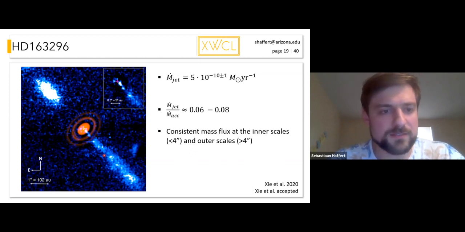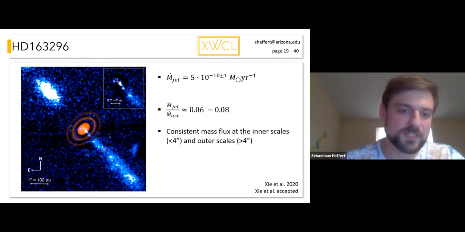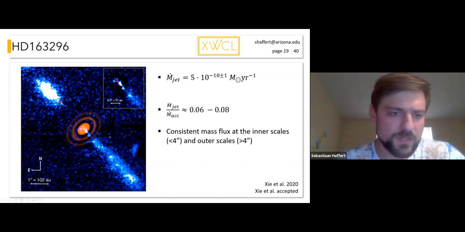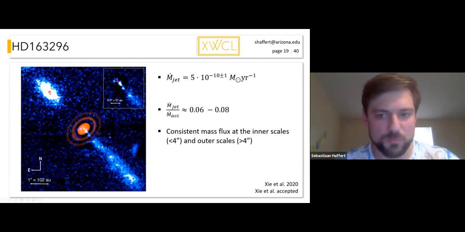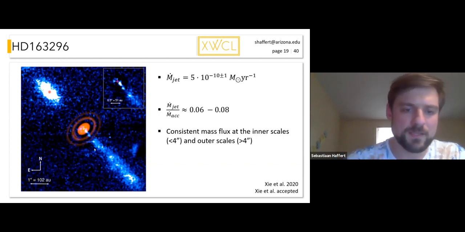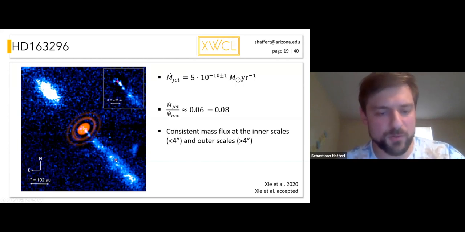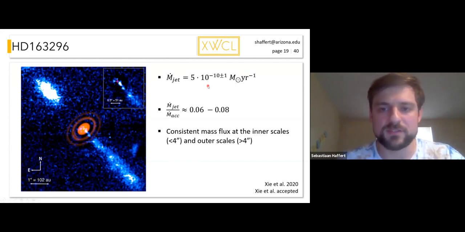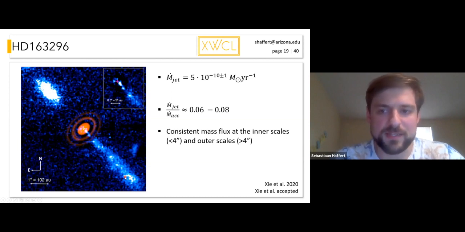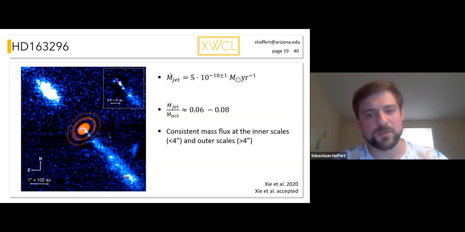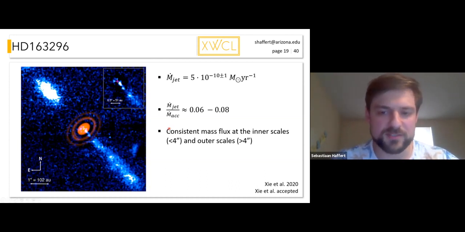One thing that we see is that it's quite asymmetric. We have the jet on the front side and the jet on the back side. You can see that the front side is almost like a continuous stream, while the back side shows just a single blob or a knot. If we look at the mass loss rates from these jets, we see it's quite small. It's about 10 to the minus 10 solar masses per year per structure, so both sides have a 10 to the minus 10 or 5 times 10 to the minus 10 solar mass per year mass loss rate. If we compare it to the mass accretion rate, it's about 6 to 8%.